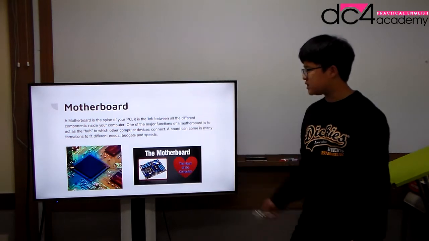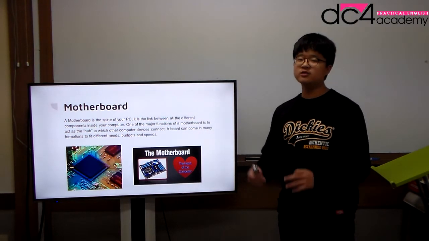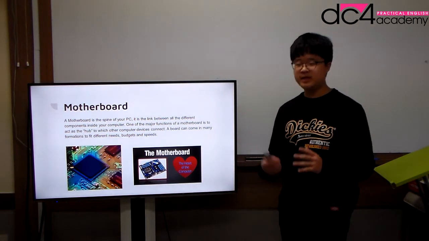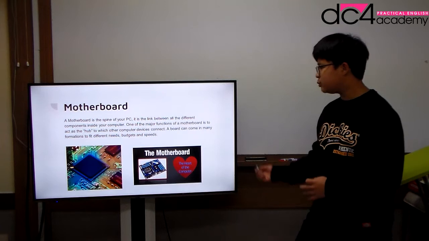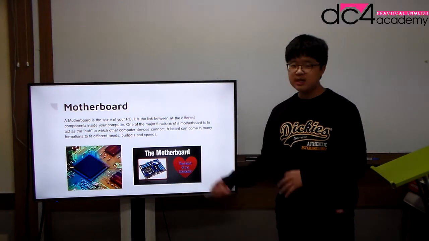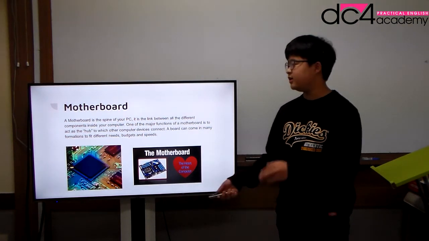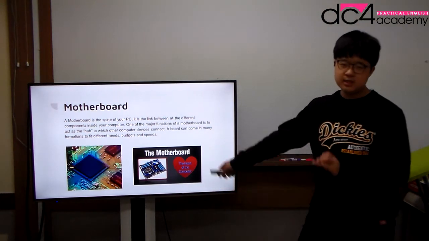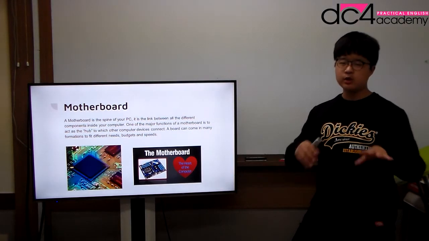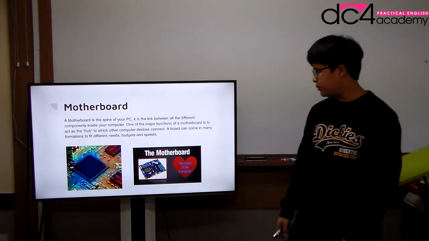The motherboard is the spine of your PC, and you can also say that the motherboard is the heart of your PC. It is a link between all different components inside your computer. You need to stick the RAM card, the graphic cards, SSD, everything to the motherboard. So you can see the motherboard as a link connecting all the components. This is the main frame of your computer.